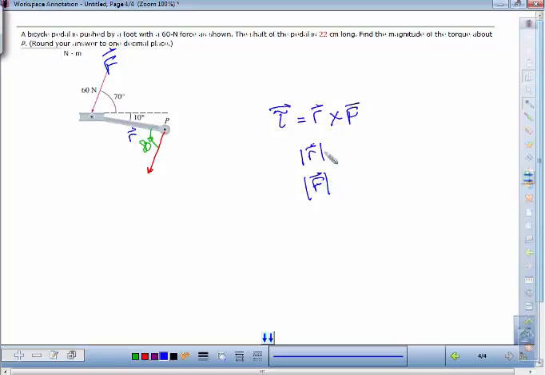So this, I think, is 22 centimeters. And we're in newtons, right? And newtons is in meters, so we need to transform the 22 into meters. So 22 centimeters is, what is it, 0.22 or 0.022 or 2.2?